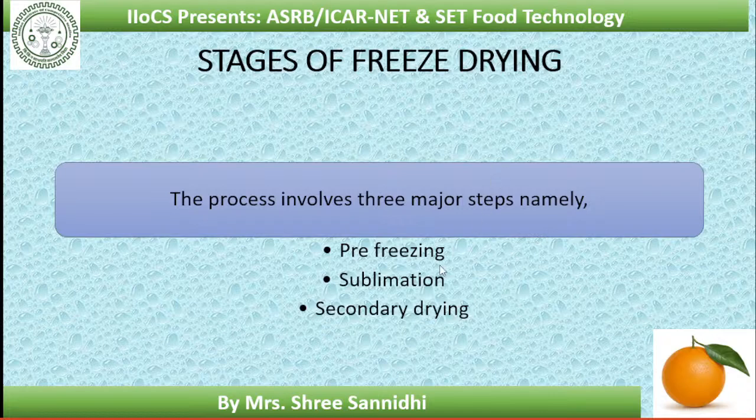Let us see the stages of freeze drying. Freeze drying involves three major stages. In the first stage, we freeze the food. The food is frozen to minus 18 degrees Celsius, so the core of the food should reach minus 18 degrees Celsius. The next step is sublimation. This sublimation step is also called primary drying, and the last step is secondary drying. Let us see more about these steps.